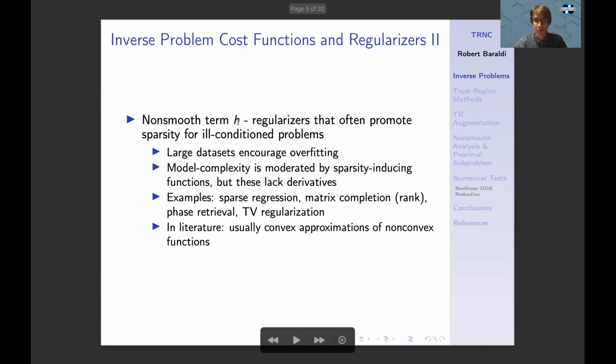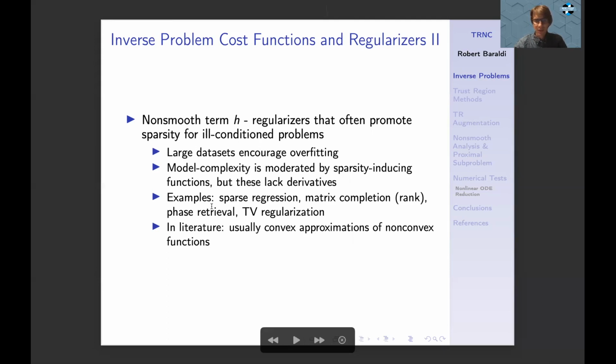But the non-smooth term, H, usually encapsulates regularizers that promote sparsity for ill-conditioned problems. In today's day and age, everyone has an incredibly large data set or access to a supercomputer, and the models are really, really complicated. These large data sets encourage overfitting of your model, and often these regularizers are employed to temper this model complexity. H is usually sparsity inducing, but the very properties that make them sparsity inducing often make them lack derivatives. So it's difficult to extract gradient information and effectively optimize these functions.